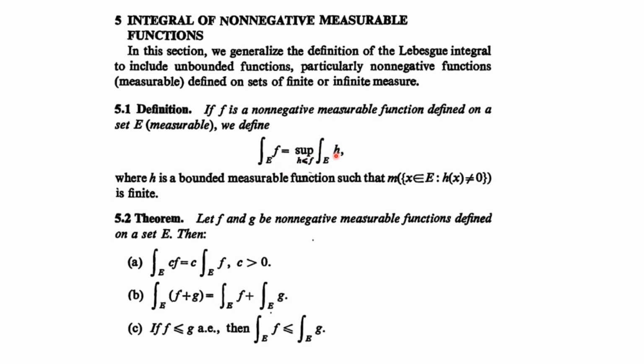Okay, so what is h? h is a bounded measurable function such that the measure of all those x belonging to E where h(x) is non-zero should be finite. We have to find those bounded measurable functions such that whenever h(x) is non-zero, the measure should be finite. So we have to vary these bounded functions such that h is less than or equal to f, and then we have to take the supremum of all these. Means we have to find the maximum bounded function which approximates the value of the integral of f over E.